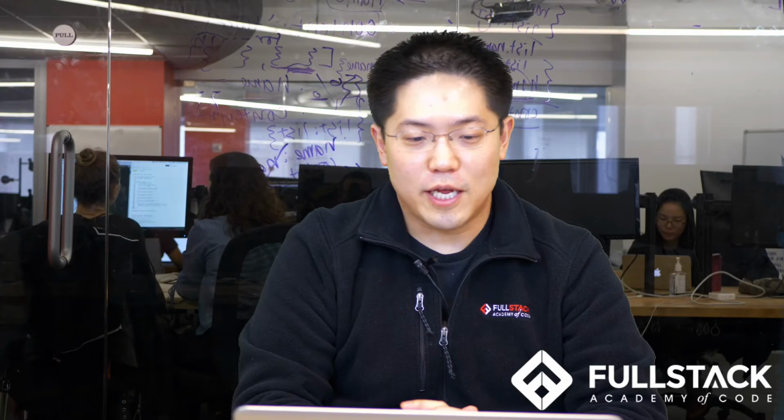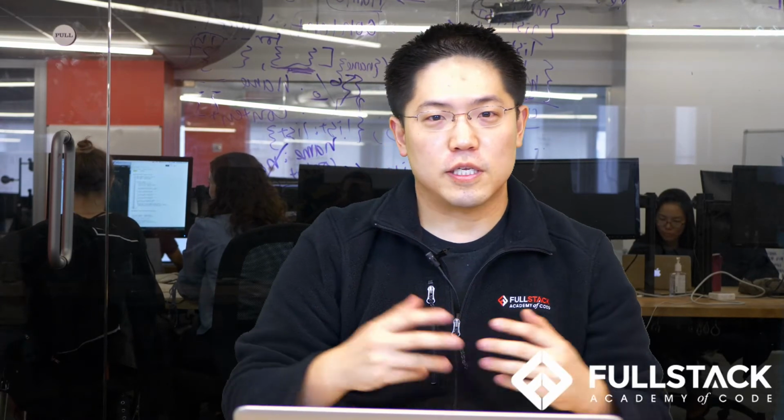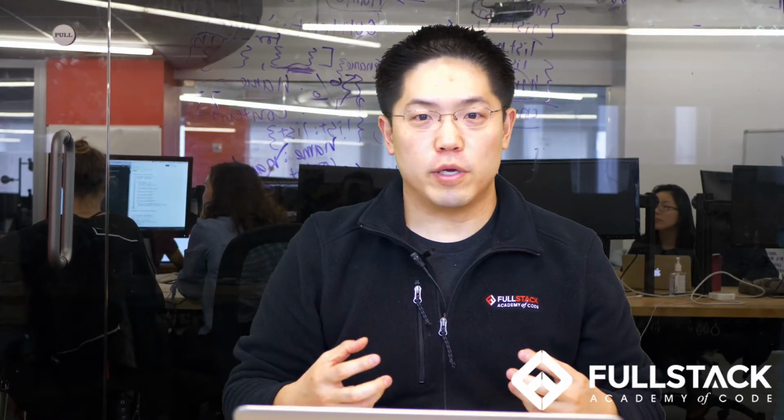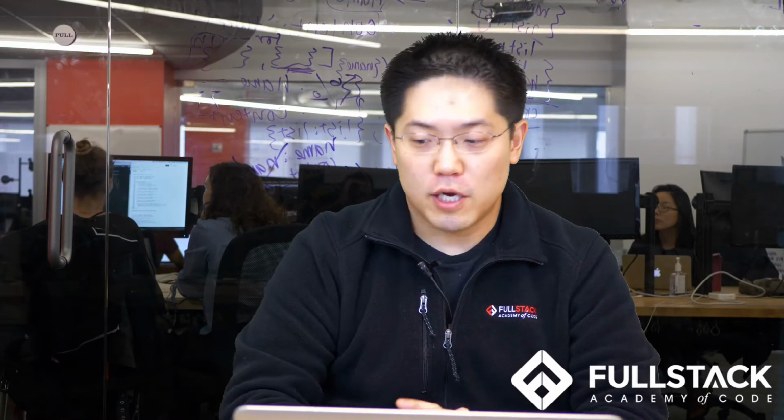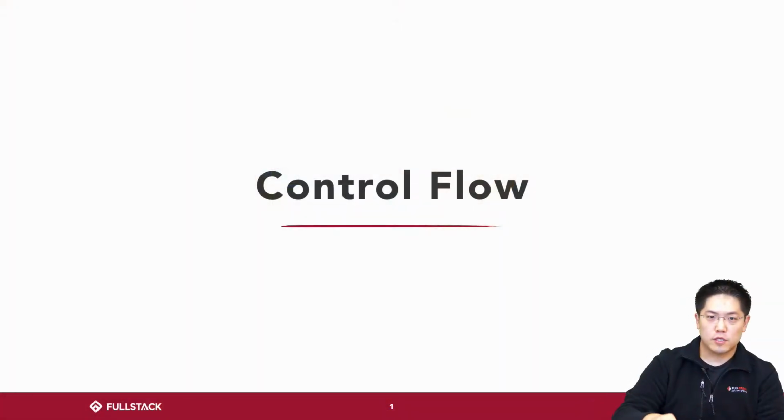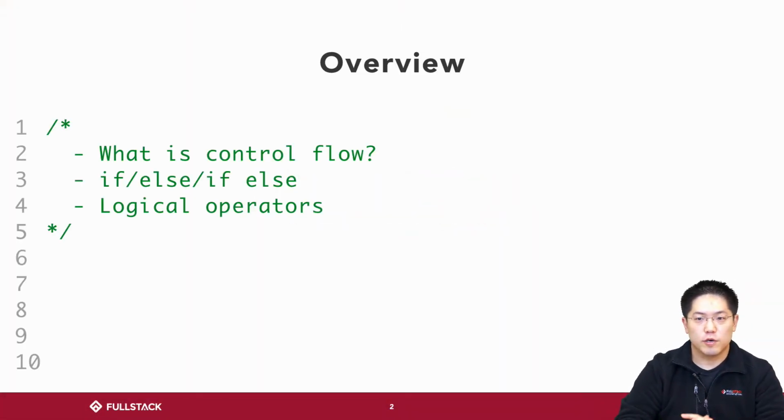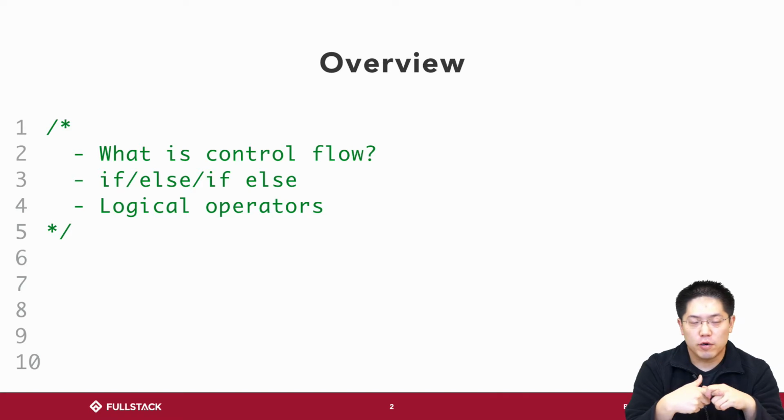All right, well, let's get started today with what I consider the first exciting thing about controlling what you're doing with programming. So today we're going to talk about control flow. So let's go over our agenda. We're going to talk about what control flow is. We'll talk about if, else, and else if, which are the main tools that we'll use to control the flow of our program. And then we'll talk about logical operators inside our code.